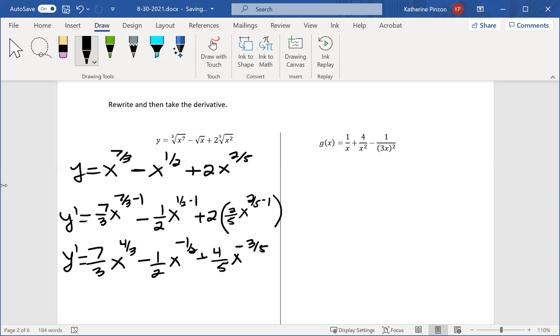It is perfectly acceptable for you to leave your answer just like this. You do not need to do any more simplification than that. There's a lot of simplification you could do, right? What does a negative exponent mean?